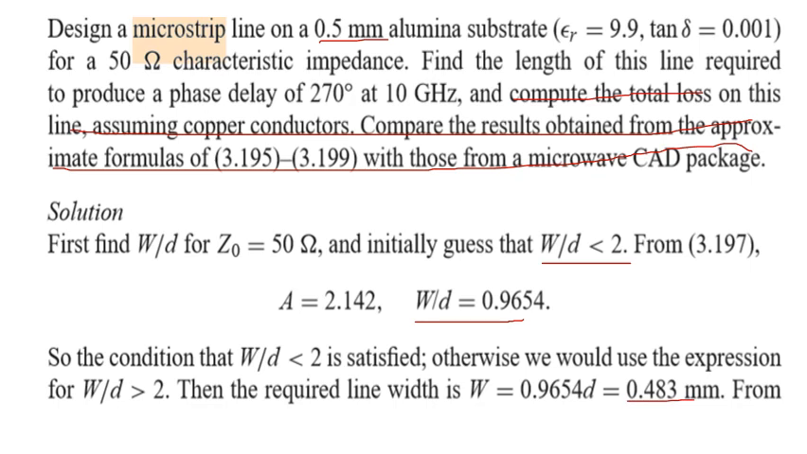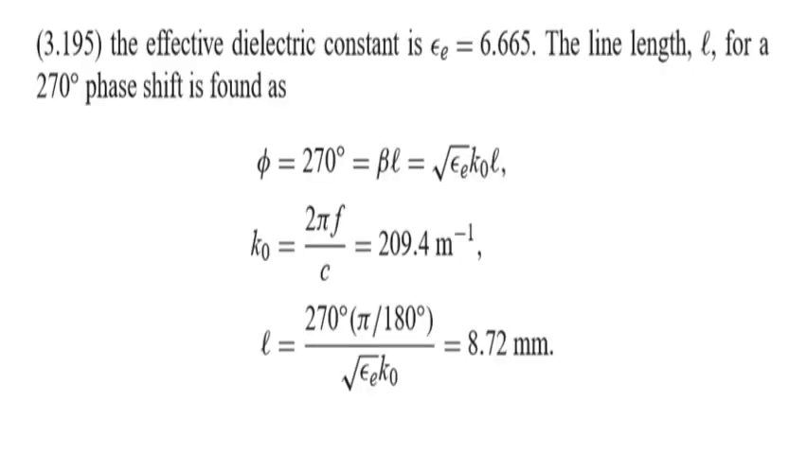Now, how to find the length? The length will be found out in this manner. We are asked to find phi. That phi is 270 degrees. Now you must be surprised how we are taking it as beta L. Please note that this beta L is nothing but 2 pi by lambda into L. It is phi equals beta L.